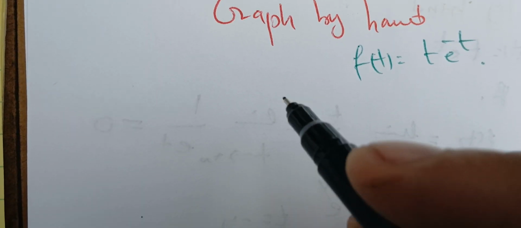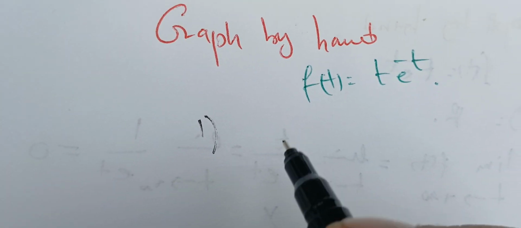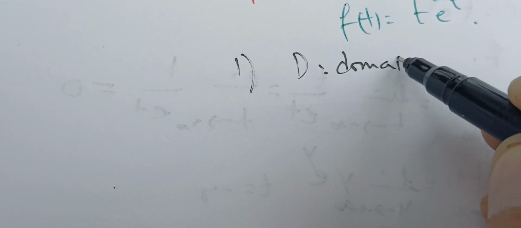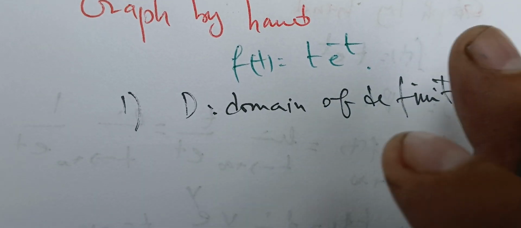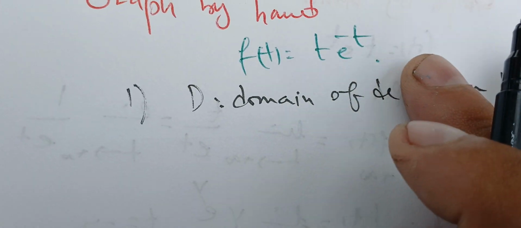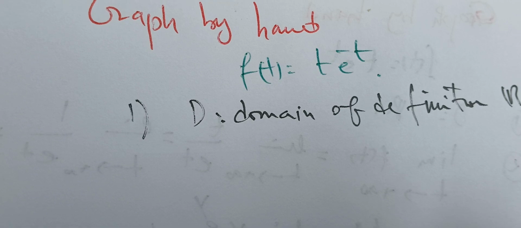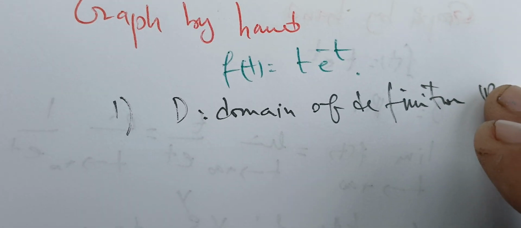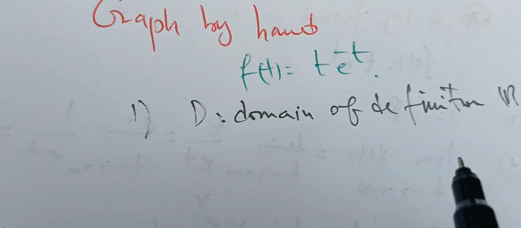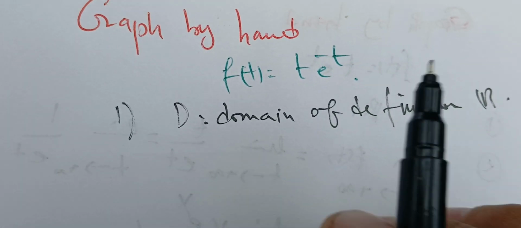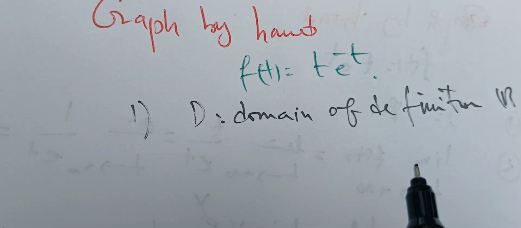The first thing that we're going to do is find the domain of definition of this function. Let's call it D, the domain of definition of our function. It's R. Why? Because every element in R, when you plug it in here, has no restriction. We don't have a problem when plugging any element in R into this function. Therefore, the domain is R.